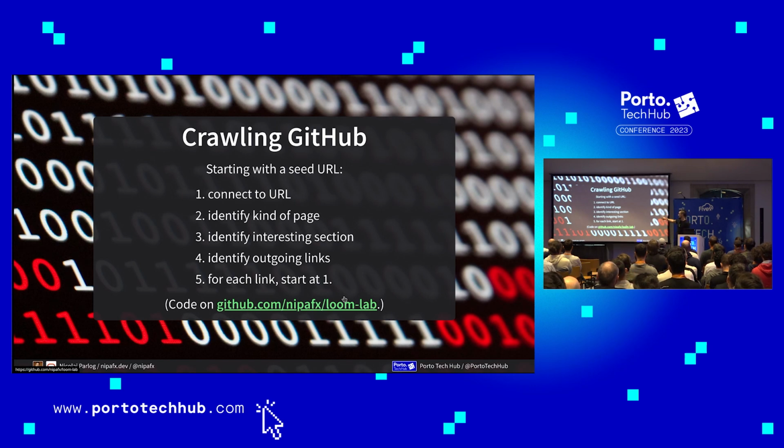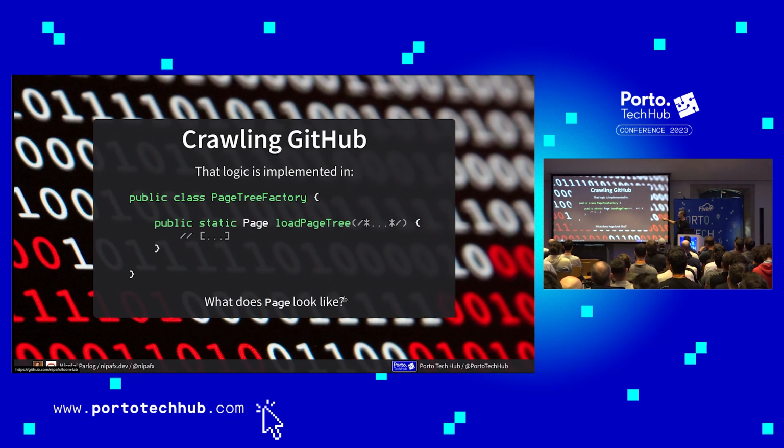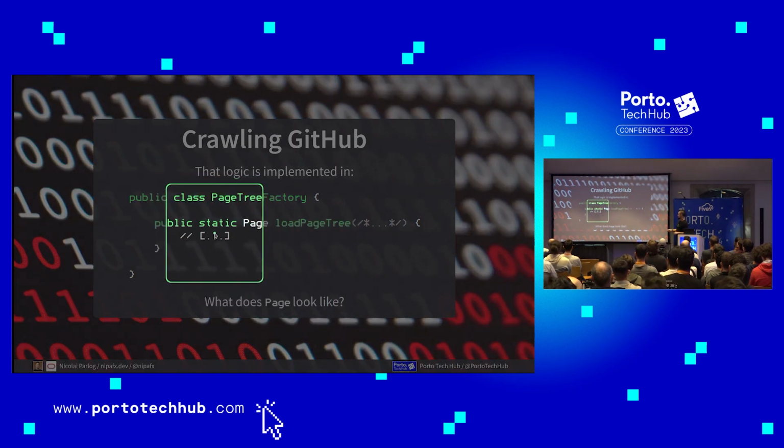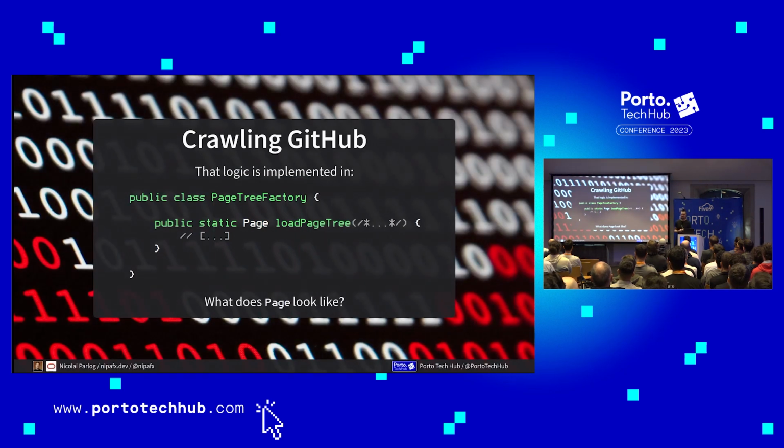Now, all of that logic is done in this method. It uses virtual threads. That's why it's in the Loom Lab repository. But we don't care about that here. We don't care about how this works internally. What we care about is this return that it gives. It returns a page, an instance of the type Page. And now the question that we're going to focus on is, what does Page look like? So the crawling already happened, basically. We're now looking at the process after that.